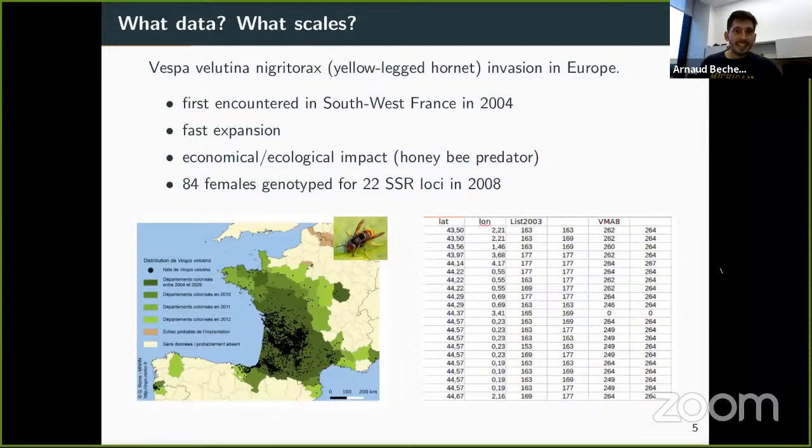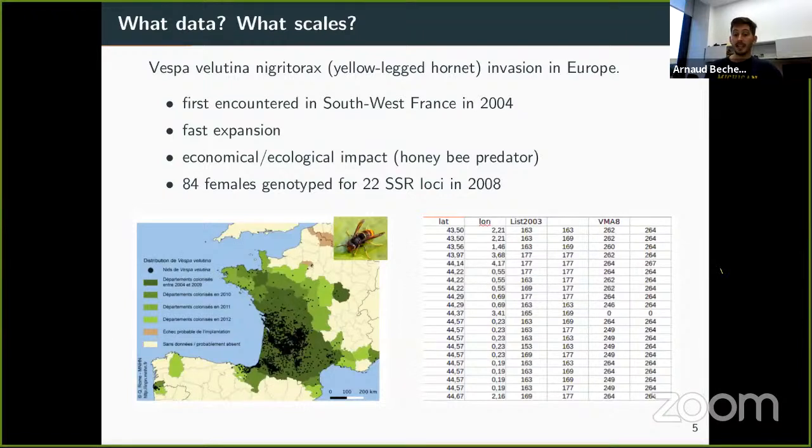What data and what scales. So when I began my PhD, it was one of the first questions I had. I began to work on Vespa velutina nigritorax, an invasive species in Europe. At the time, it was a very recent process. The first encounter was in 2004. The expansion was going really fast, and it had economical and ecological impacts, mostly on honeybees.